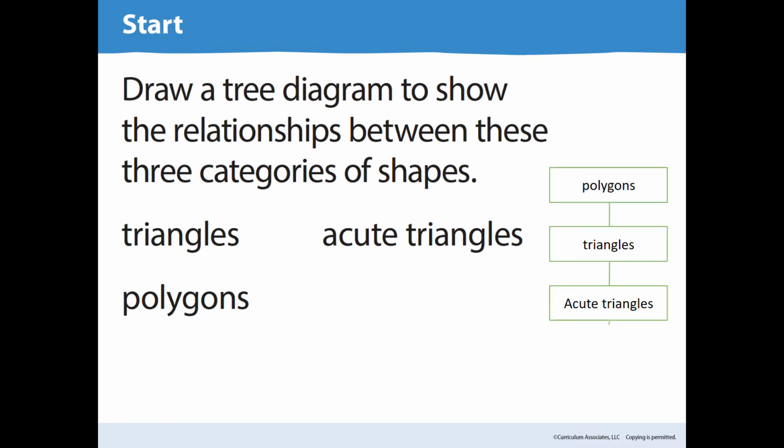Your tree diagram should look like this, with polygons at the top, triangles in the middle, and acute triangles at the bottom.